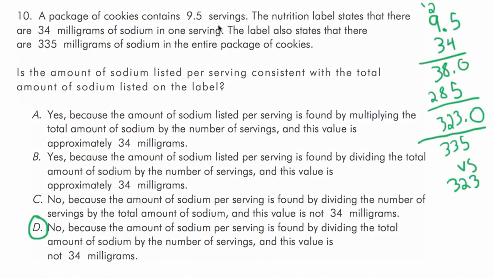When solving number 10, you do some math to find 9.5 times 34, because it's saying 9.5 servings, 34 milligrams per serving. You do that math, you find that it's 323 milligrams of sodium, but the package said that there's 335. So first off, your answer is no. You can get rid of A and B. The reason I chose D is to find the amount of sodium per serving, you divide the total, whatever the total amount is, by the number of servings, which was 9.5, which I did the reverse of that and compared. But I think this is the better explanation than answer choice C.